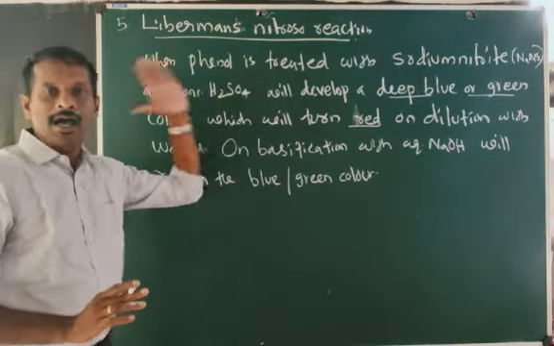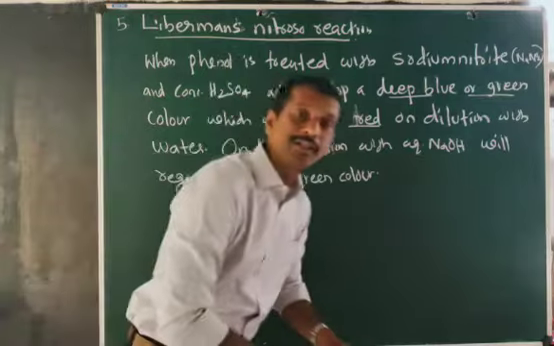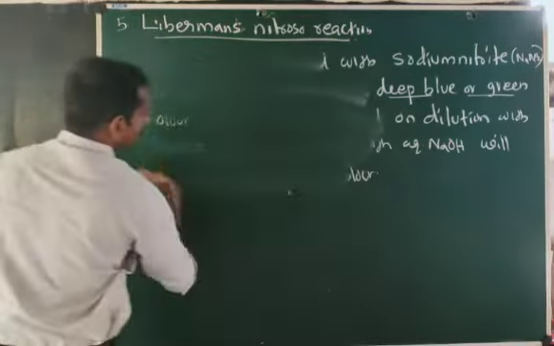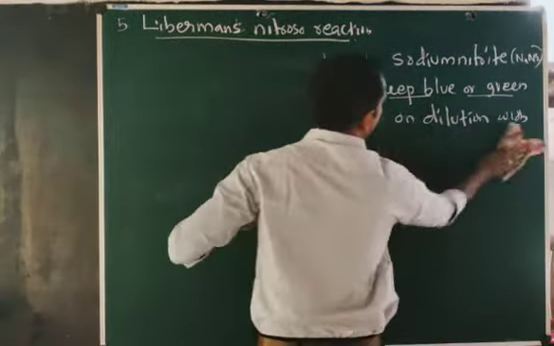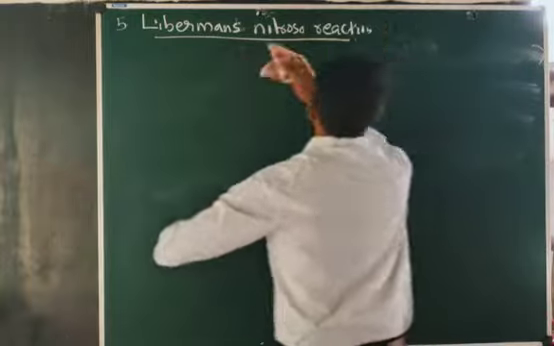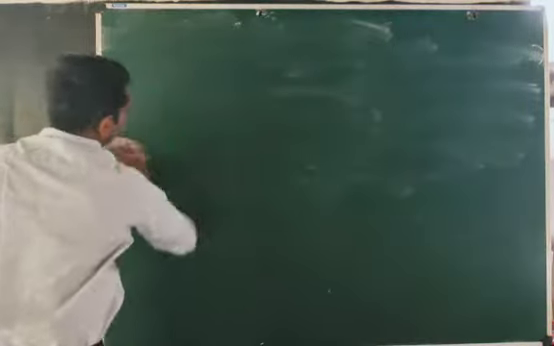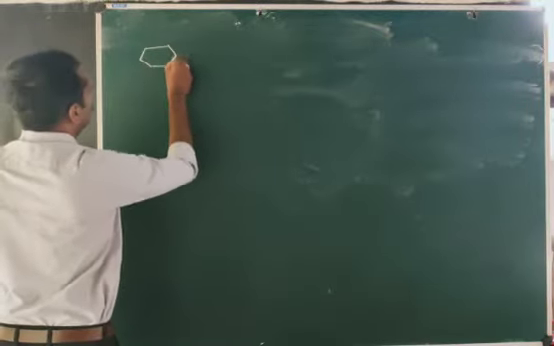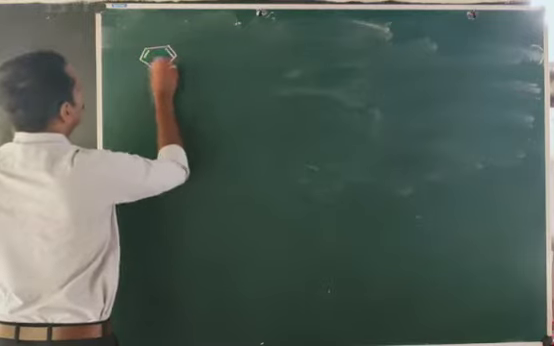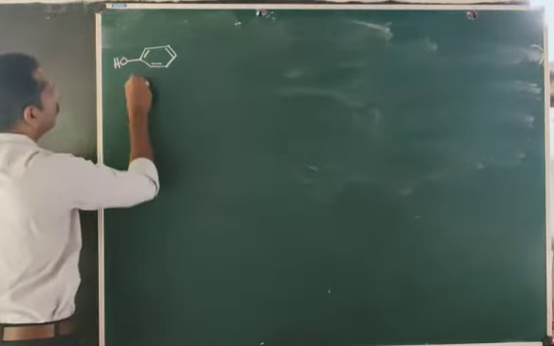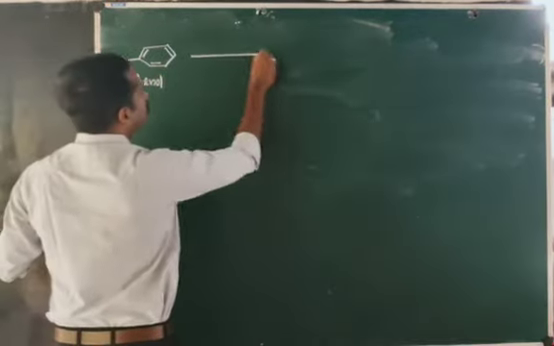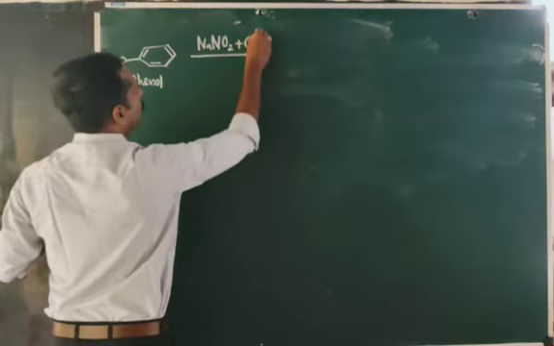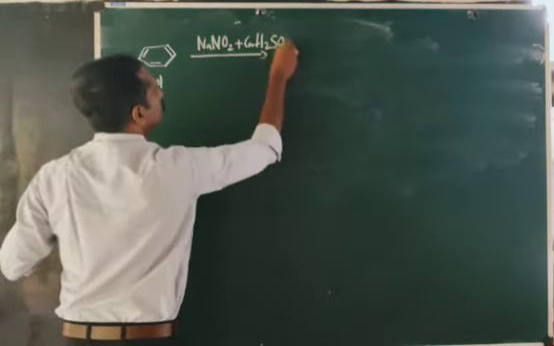Now let us go through the chemistry of this reaction. What is the first step? Reaction of phenol with sodium nitrite and concentrated H2SO4. Look at how I am writing the structures. Here you can see this is our phenol. Phenol is treated with sodium nitrite, NaNO2, and concentrated H2SO4.